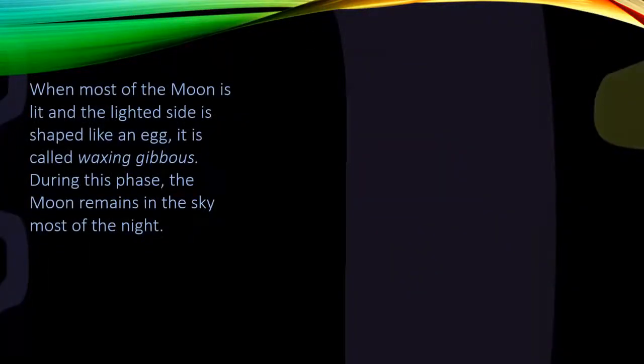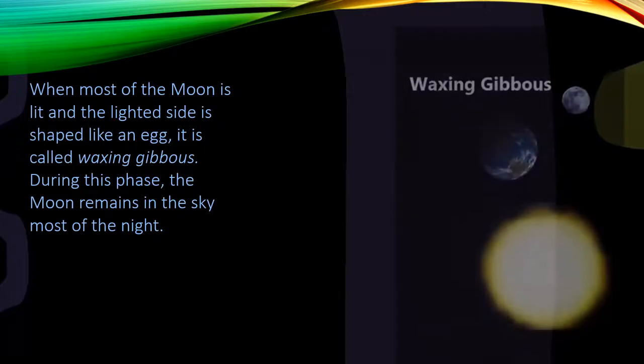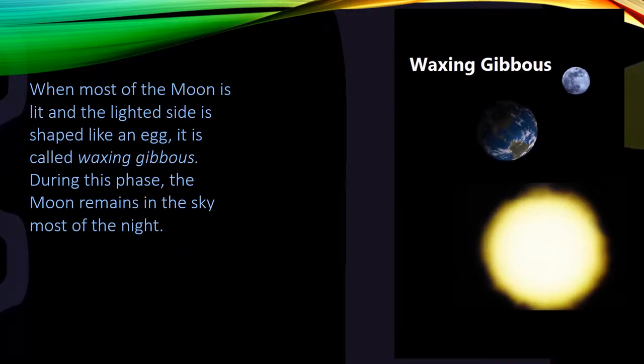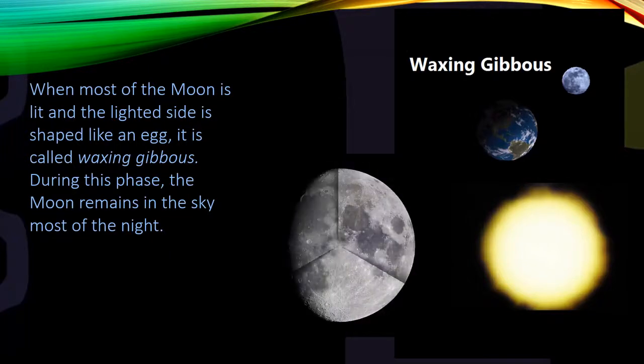When most of the moon is lighted and it's shaped like an egg, it's called waxing gibbous. During this phase, the moon remains in the sky most of the night. As you see, the moon travels another 1/4 of its orbit around Earth, and it is shaped like an egg, or it looks like the letter D.